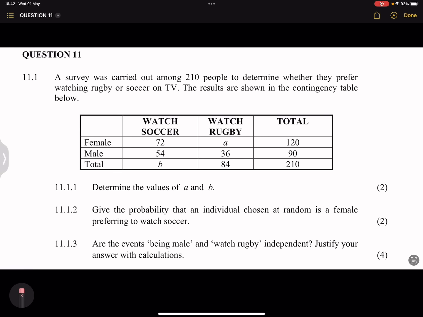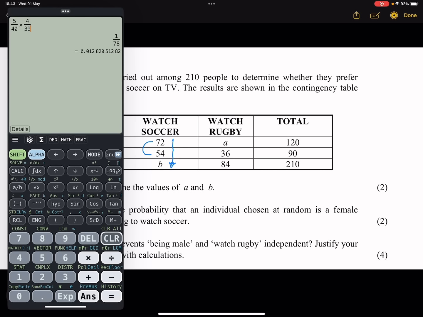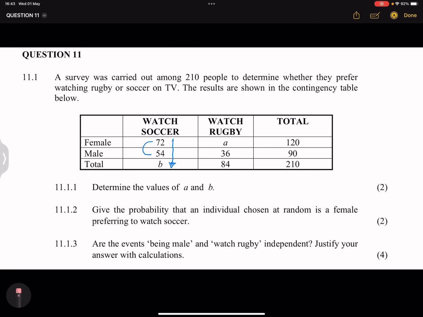Right, so with contingency diagrams or tables, every time that I go vertically downwards, I will always get that total being the total of females and males in that case. So it means it will be 72 plus 54. That should give me that total over there. So what will it be? 72 plus 54 should give me 126. So already that tells us the value of B.